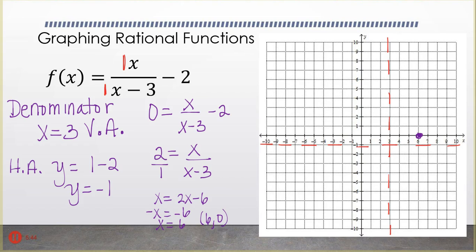And now let's look for our y-intercept. So again, the definition of y-intercept is the y value when x equals 0. So when I substitute in a 0 for x, I have 0 divided by 0 minus 3, minus 2. And that is going to give us y equals -2. So we have a y-intercept at (0, -2).